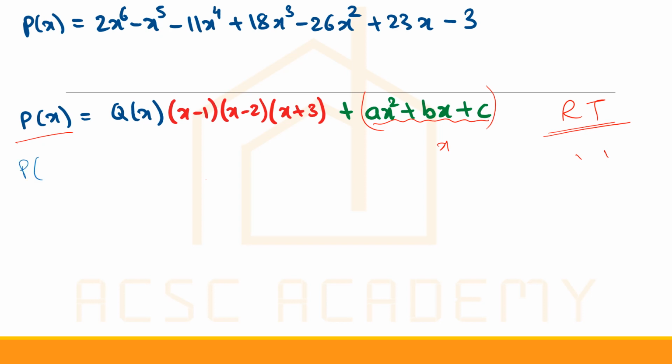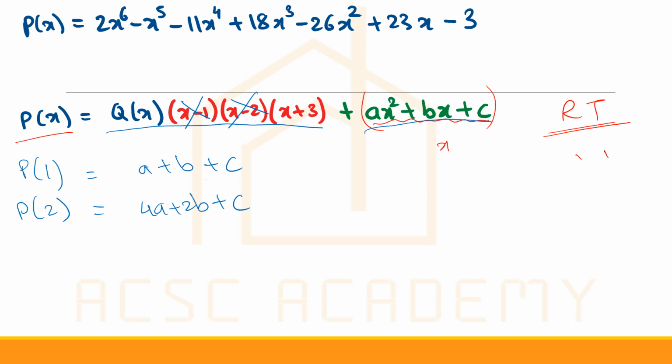So here we will be getting p of 1 when we take x as 1 equal to. Now here, as you can see, if I take x as 1, this will become 0. So the entire thing is 0 now. And we have just this remainder left. There, when I substitute x as 1, I will simply get a plus b plus c. Now next, substituting x as 2, I will get p of 2 equal to, this second factor becomes 0, and as a result, the entire term is gone. Coming to the remainder, it will be 4a plus 2b plus c.